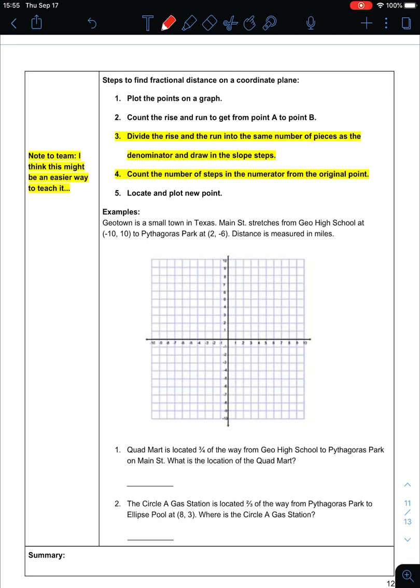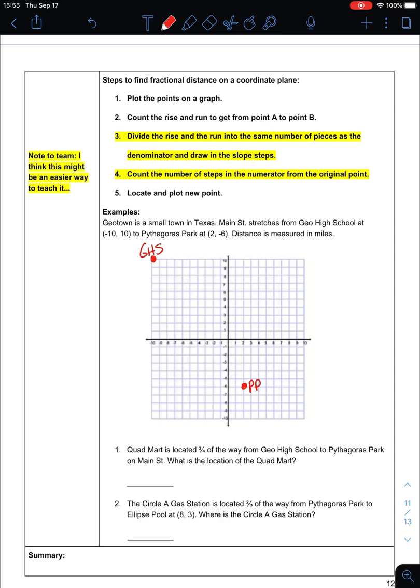Geotown is a small town in Texas. Main Street stretches from Geo High School at negative 10, 10. So here's negative 10, 10. That is GHS. And Pythagoras Park is at 2, negative 6. So here is 2, negative 6, and that is Pythagoras Park. Distance is measured in miles. So Quad Mart is located 3/4 of the way from Geo High School to Pythagoras Park on Main Street.